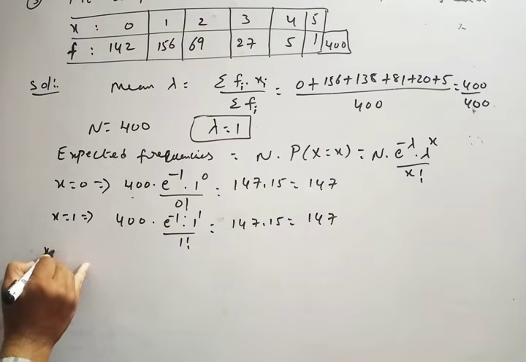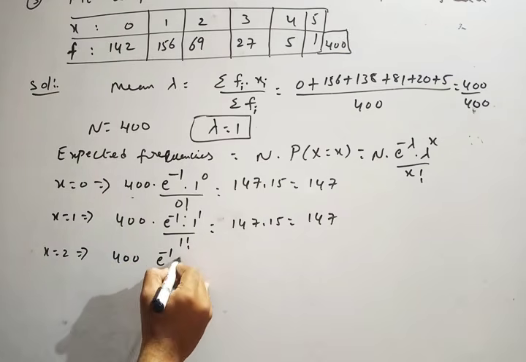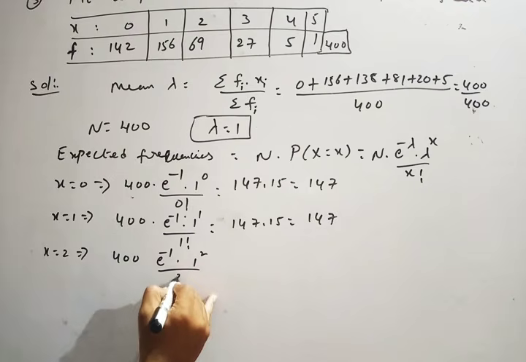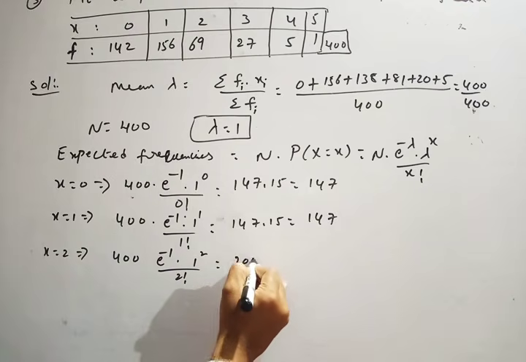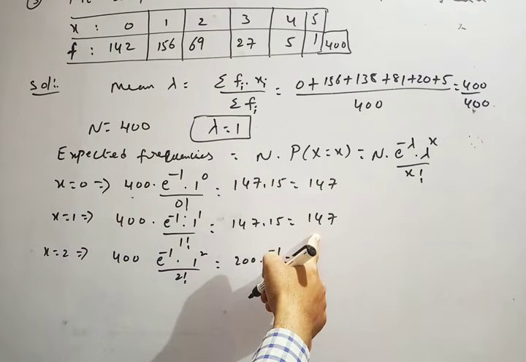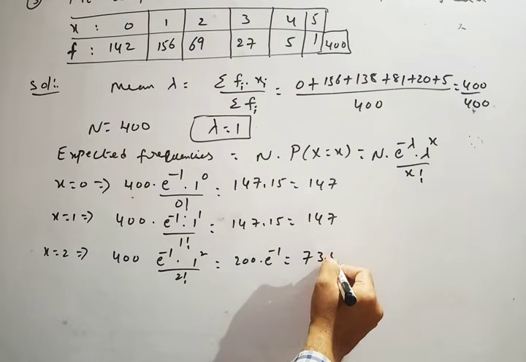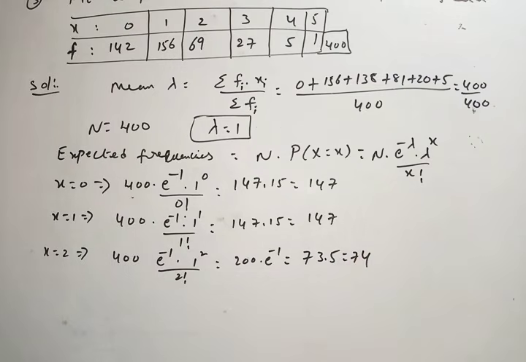Next, for x is equal to 2, I get 400 into e power minus 1, 1 square by 2 factorial. So I am getting 200 into e power minus 1. That means half the value. So how much do I get here? 73.5, so it will give you approximately 74. Correct? 73.5, 74.